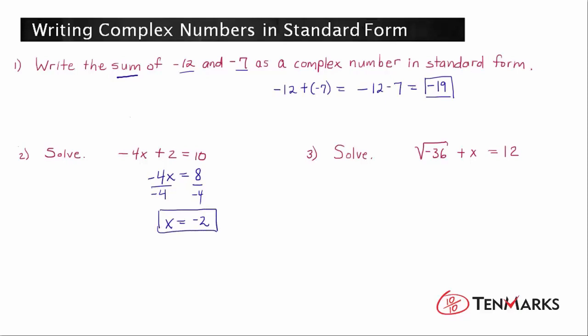Over here you're being asked to solve square root of negative 36 plus x equals 12. You could simplify this radical first, or you could subtract it first. I think I will simplify this to 6i plus x equals 12, and then subtract 6i from both sides to give you x equals 12 minus 6i. Check to make sure it's in standard form, and it is. You have the real number first, the imaginary number second.